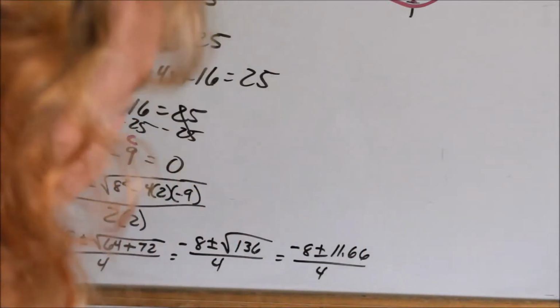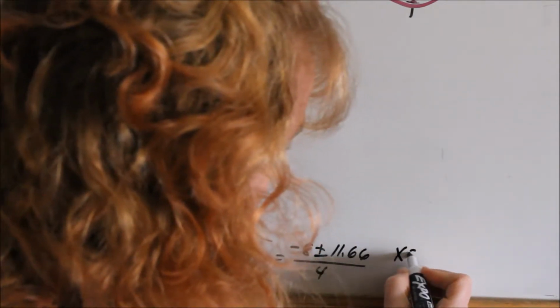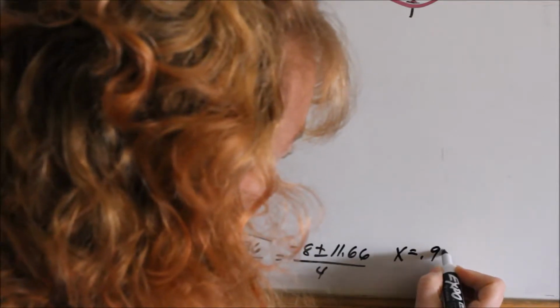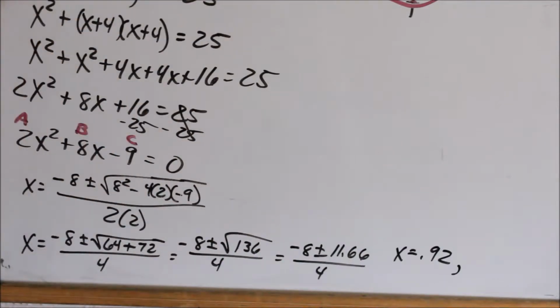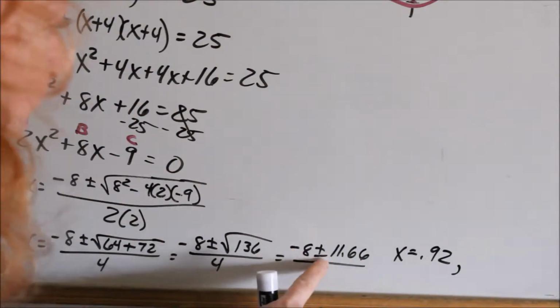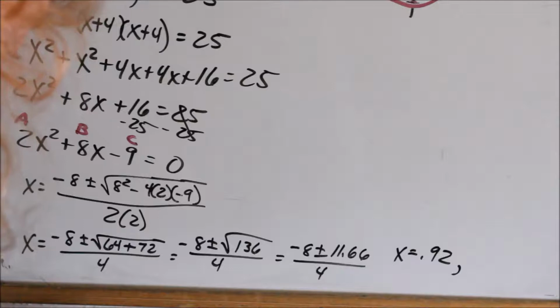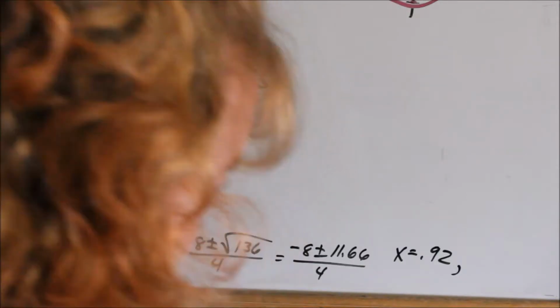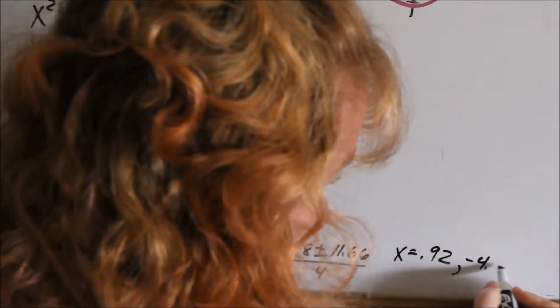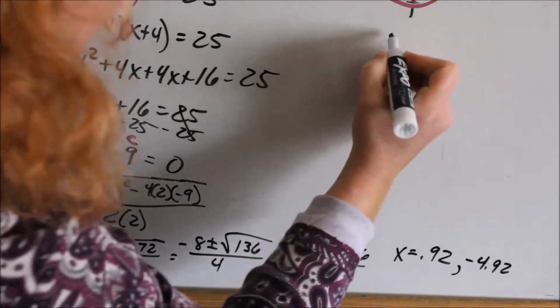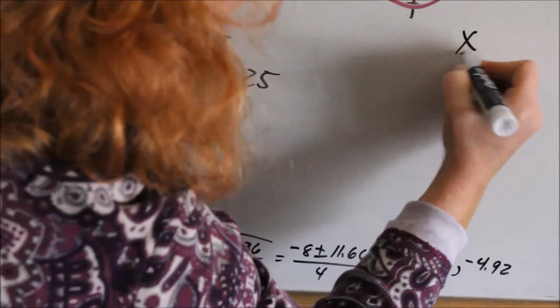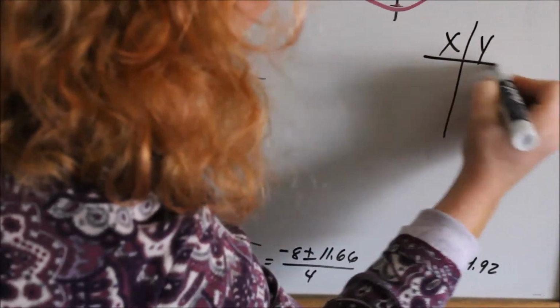That came out to 0.915, so I'm just going to round to 0.92. That's one of my x values. And then now I'm doing negative 8 minus 11.66, and then divided by 4. And that comes out to a negative 4.92. So, if I was to draw an XY chart, I came up with two values.